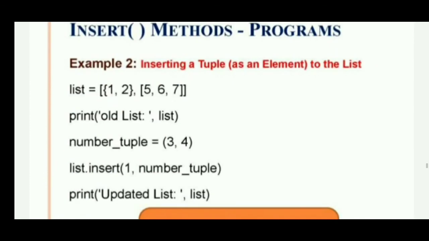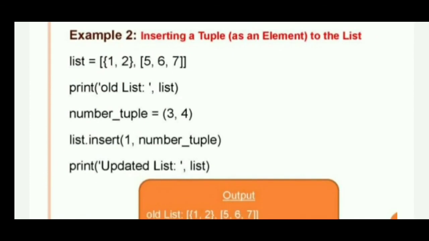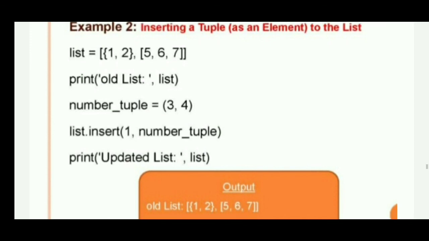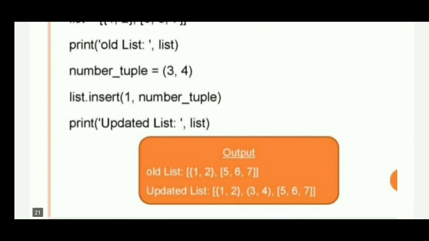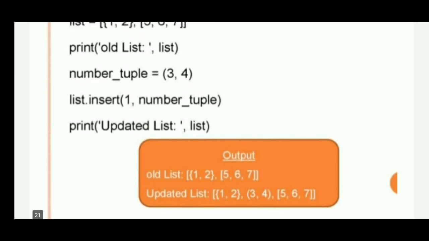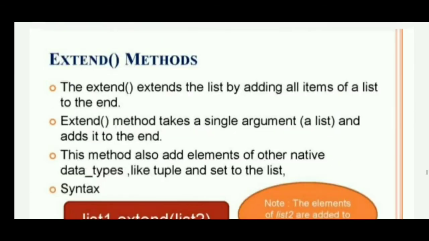Insert method program. The list is 1 2 5 6 7 as the old list, and number tuple is equal to 3 4. Let's just see the output. When you write old list, it will display 1 2 and then 5 6 7. When you update it with number tuple, the number tuple contains 3 and 4, so those values are added after a particular position.